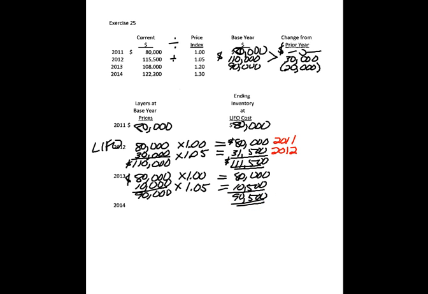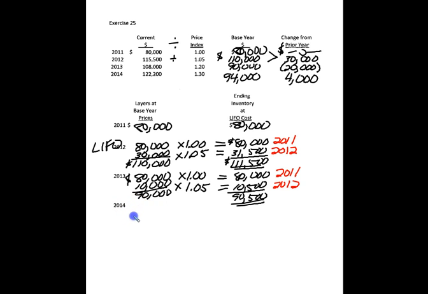And again, so we have our two layers, 2011, 2012 went down, that layer was depleted some in 2013, and there is no layer for 2013 because inventory didn't grow. I'm only going to do one more year, although the problem has more layers. Let's go to 2014. Again, divide the price index into the current price. We'll get 94,000. This time we went from 90 to 94, so we have growth of $4,000.